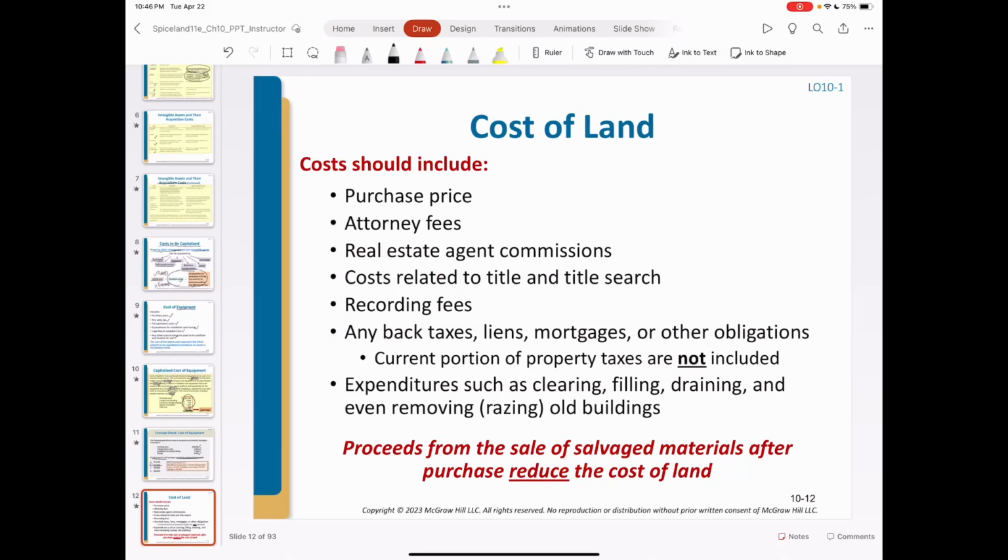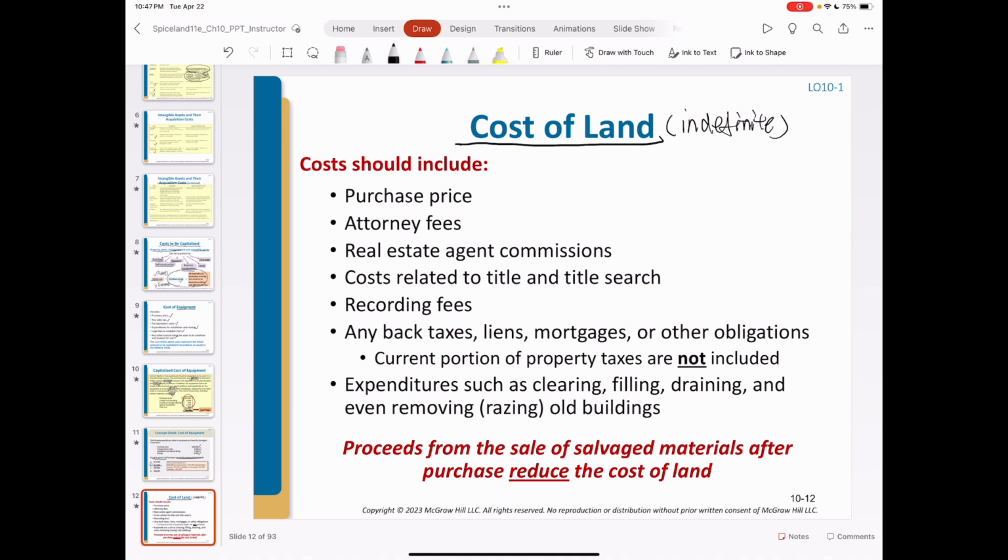Following the cost of equipment, we are now discussing the cost of land. Land is a special long-term asset because it has indefinite life, or indefinite useful life. So land is not subject to depreciation. We only depreciate the assets that have definite useful life or limited useful life.